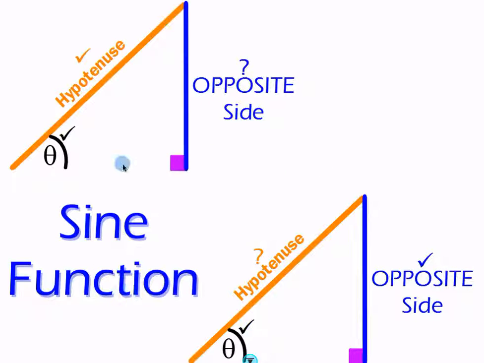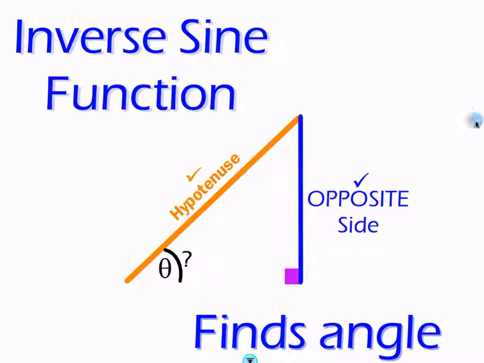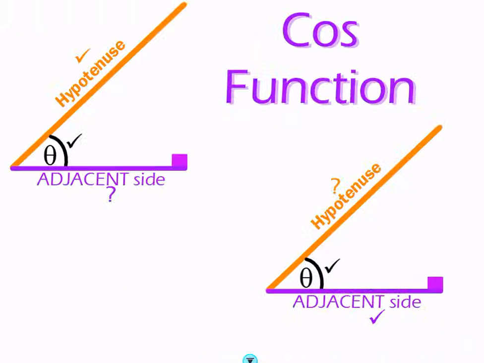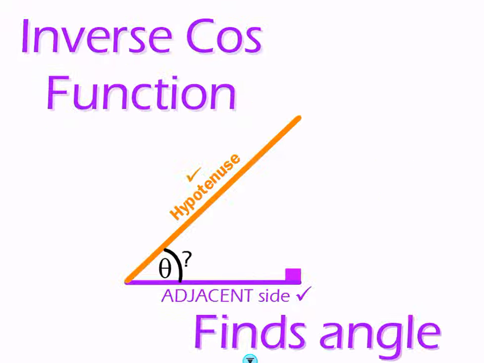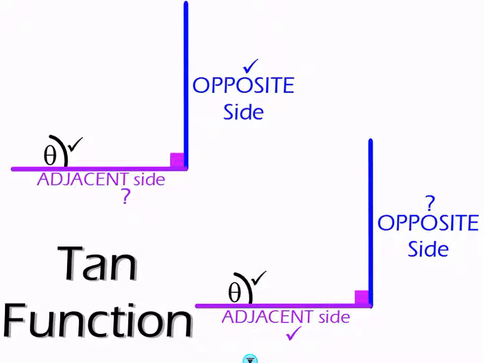So the sine function, just a quick recap again. If we know this angle and we know the hypotenuse, we can work out the opposite side. If we know the opposite and we don't know the hypotenuse and we know the angle, we can work out what the hypotenuse is with the sine function. Inverse sine finds the angle if we know both sides. Same for cos. You have to know the angle and one side to find the other side. And here we know this angle and we know that side, so we can find that side length. And the inverse function, you have to know both lengths to find the angle. And the same is true of tan.